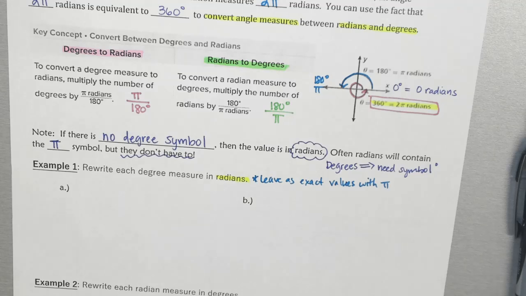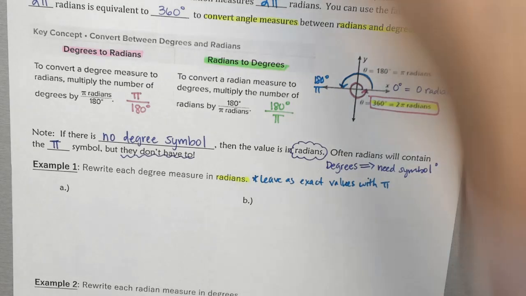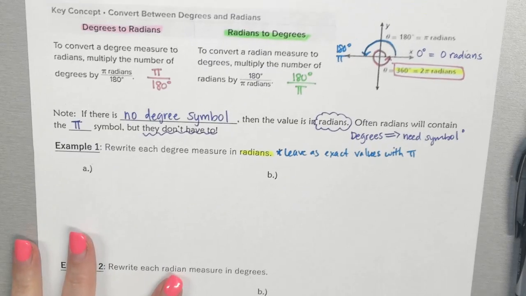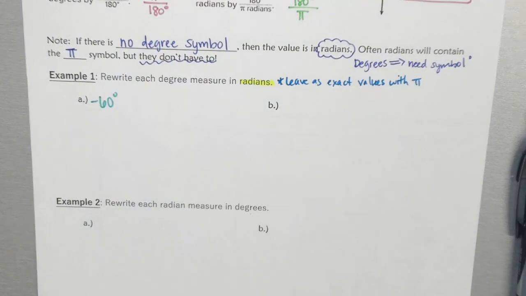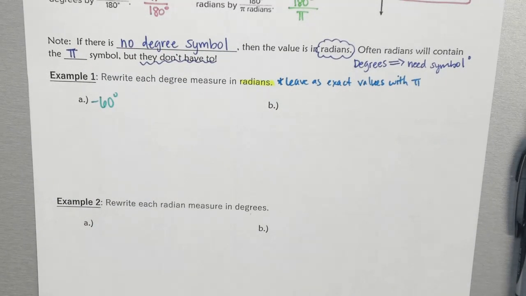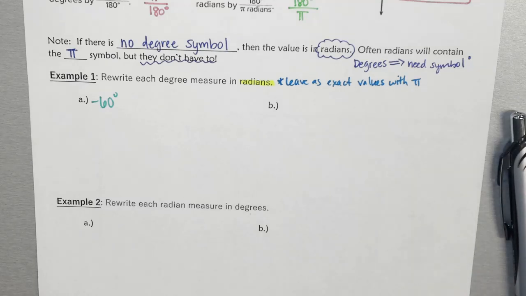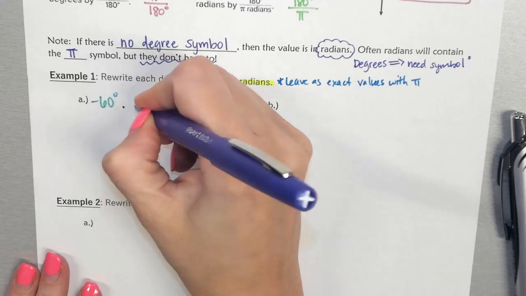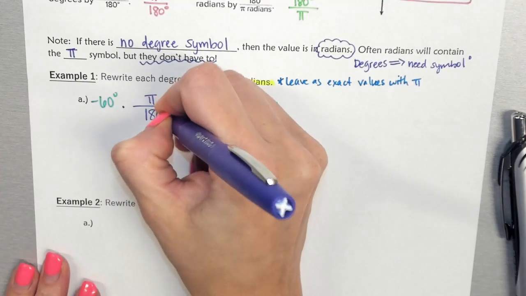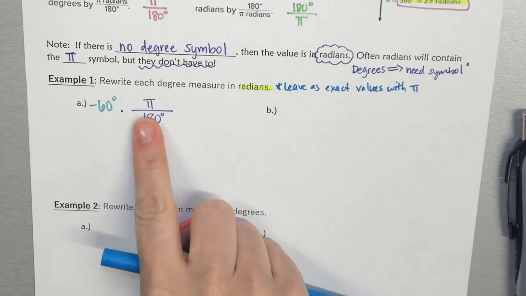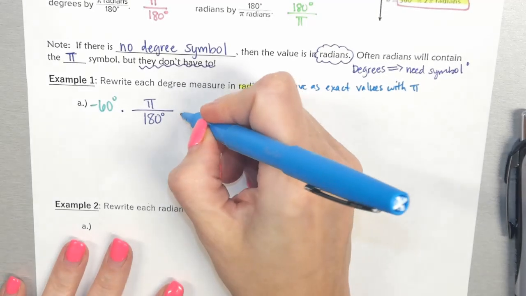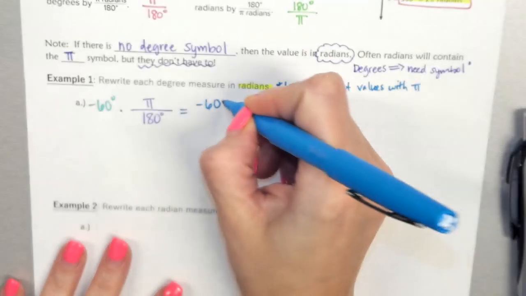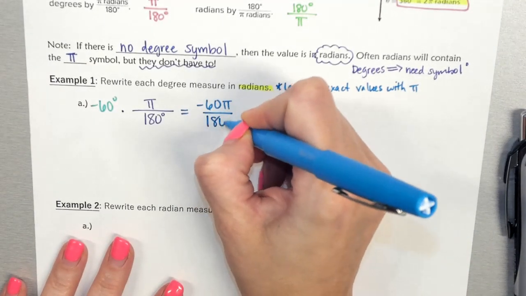All right, so we're going to start with negative 60 degrees, and we are going to convert that. So if you have negative 60 degrees, we are going to multiply by 180, or sorry, multiply by pi over 180. Whenever you have the degree symbol, you want one in the numerator and one in the denominator so that they cancel. And just like when you're multiplying fractions, you multiply straight across, and then you can reduce. So it's negative 60 pi over 180.